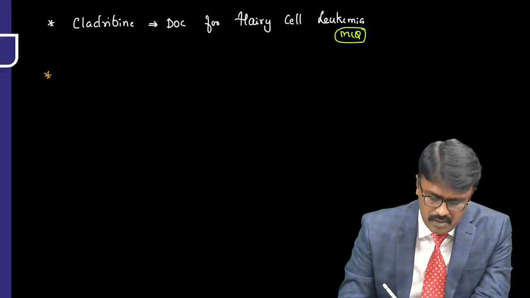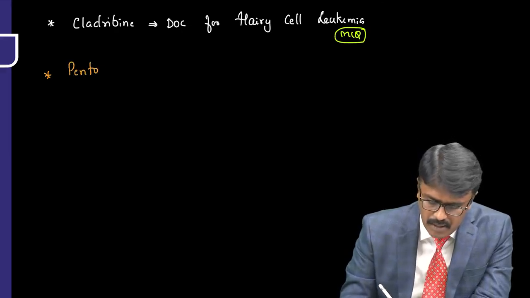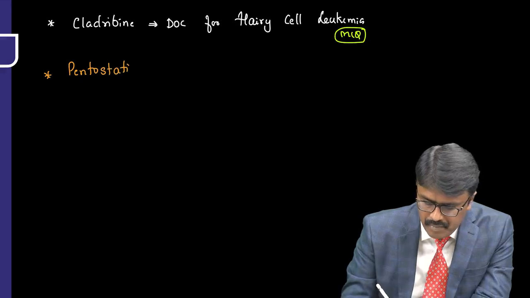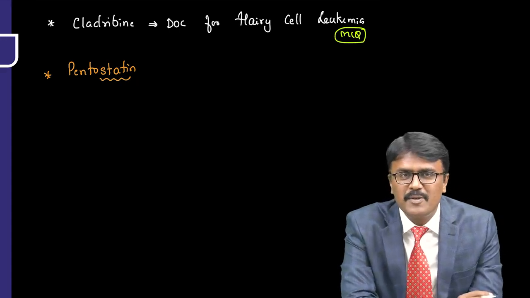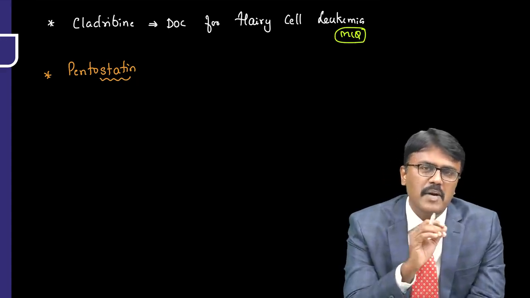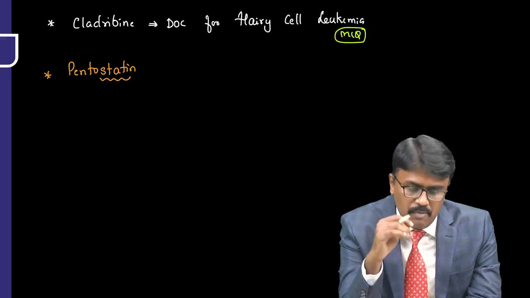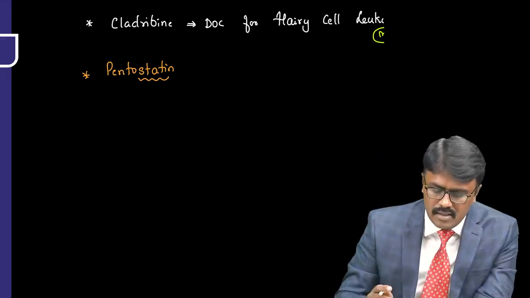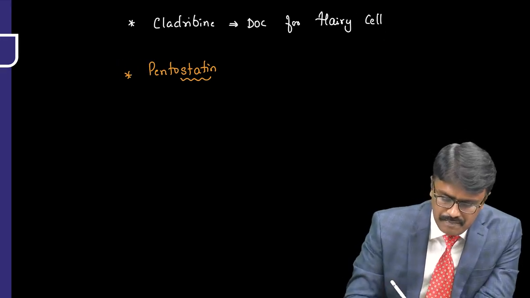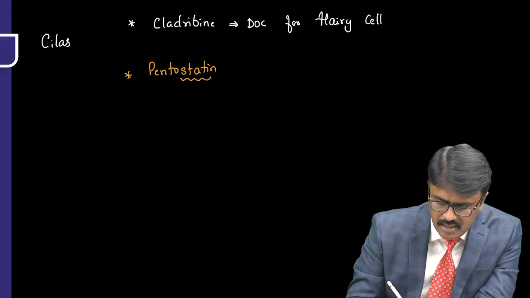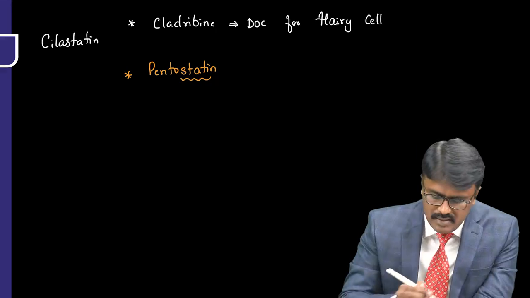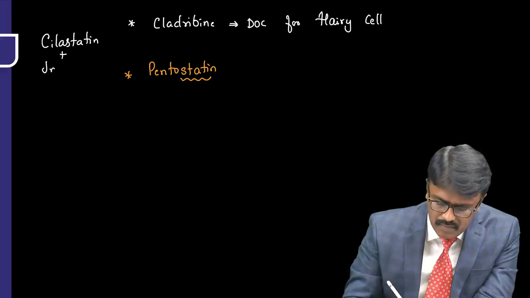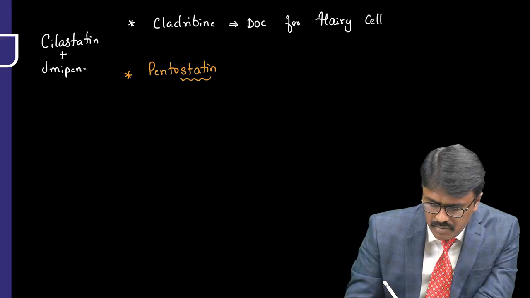One more drug which is called pentostatin. I know most of you will confuse it with atorvastatin, simvastatin. That's why statins have to be remembered as ending with statin. Pentostatin is an anti-cancer drug, and don't confuse it with one more statin, cilastatin. Cilastatin is combined with imipenem to increase the duration of action of imipenem.